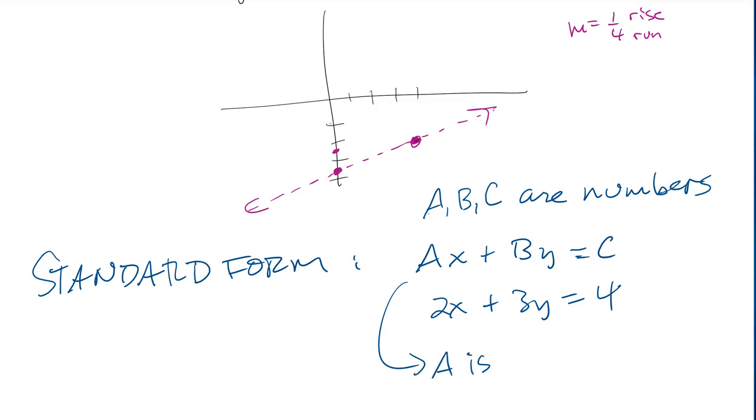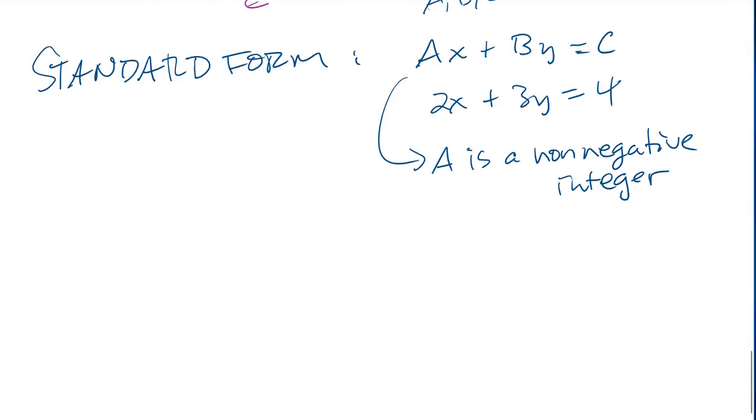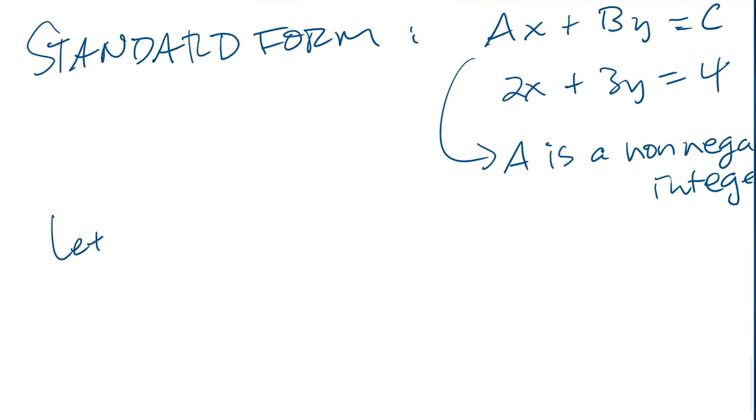Now, here's a caveat. A is a non-negative integer. You don't want a fraction there, and you don't want a negative number. So if we go back up to this other one, y equals 1/4 x minus 7/2, let's convert it to standard form.